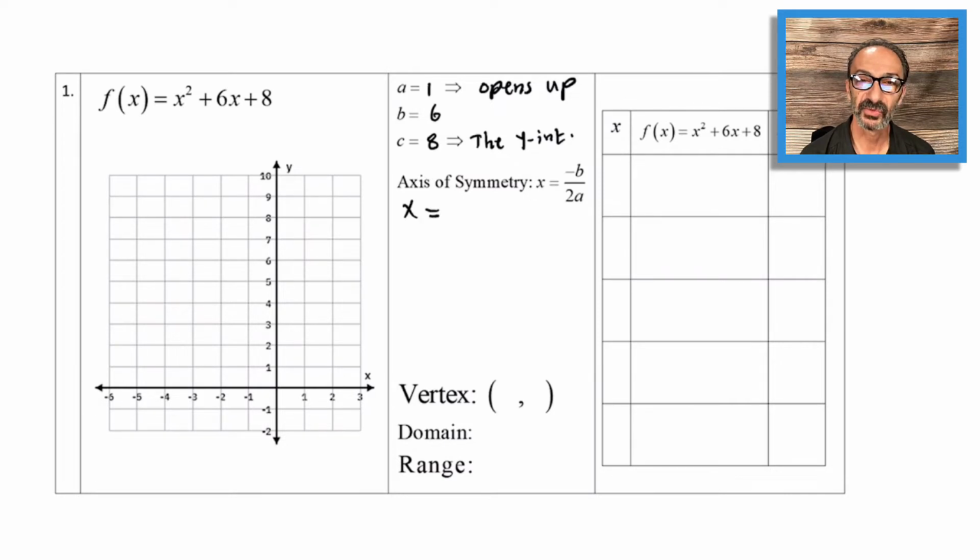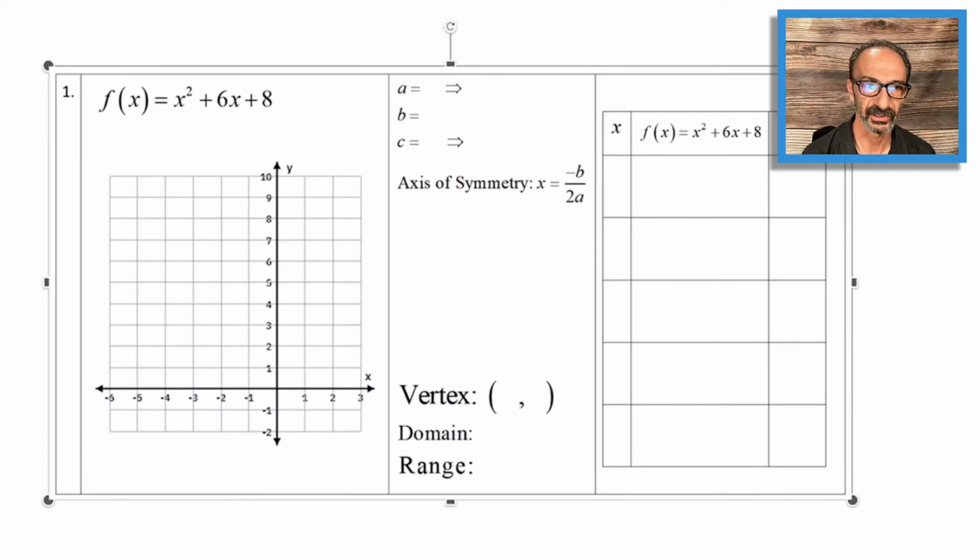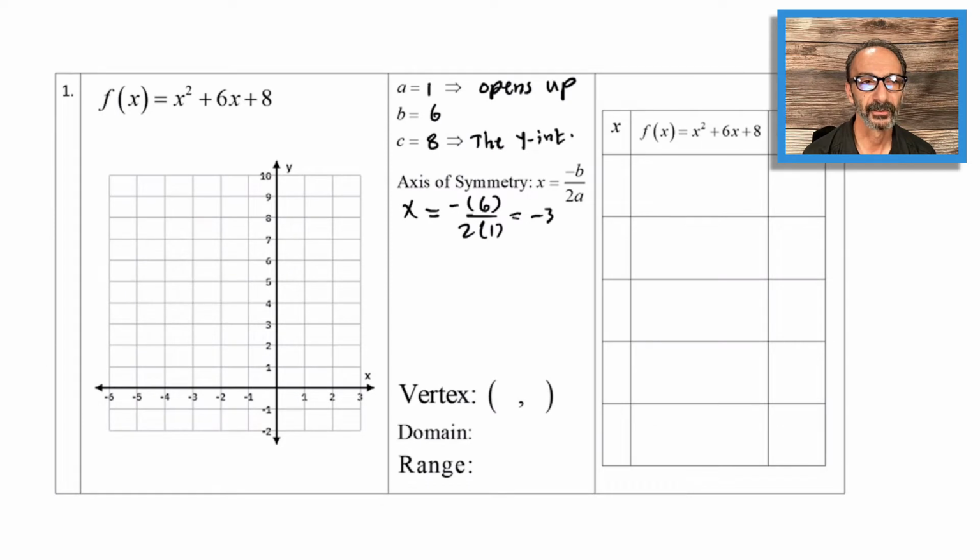To find the axis of symmetry, the formula is x equals the opposite of b, minus b over twice a. B is 6, so we go minus 6 over 2 times 1. That simplifies to minus 6 over 2, which is negative 3. So we do have an axis of symmetry at x equals negative 3.